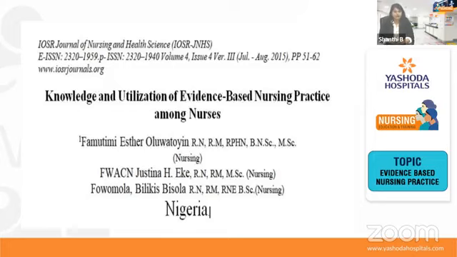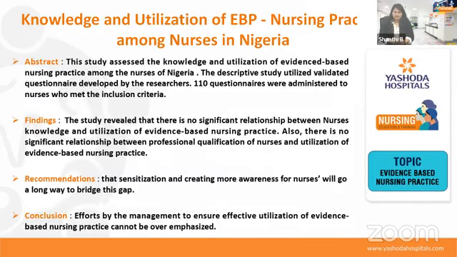Having all the tools in place, still we do not know how to practice, what to write, where to document, and what quality assurance parameters we need to derive out of this review of literature. So when they assessed, they did a descriptive study where 110 questionnaires were administered to the nurses, which was their inclusion criteria. Findings revealed that there was no knowledge and utilization matched towards evidence-based nursing practice. Also, there is no significant relationship with professional qualification.